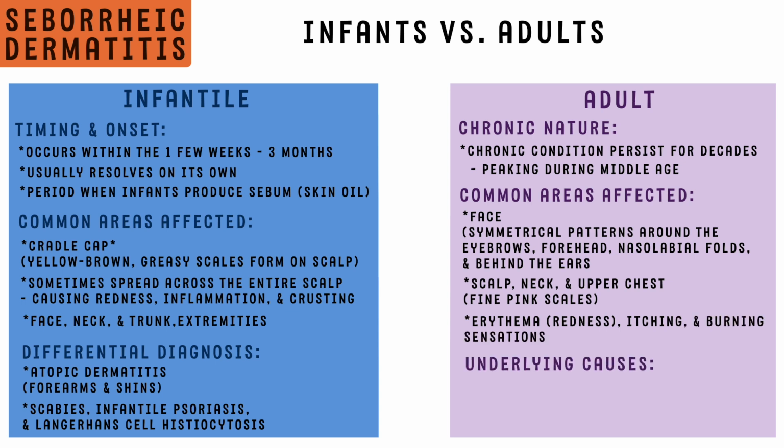The adult form of seborrheic dermatitis often begins at puberty, linked to increased androgen activity which stimulates sebaceous glands. Unlike infants, adults may also experience associated conditions like pityriasiform folliculitis, particularly in immunocompromised individuals.